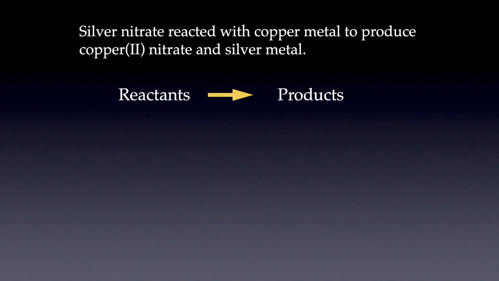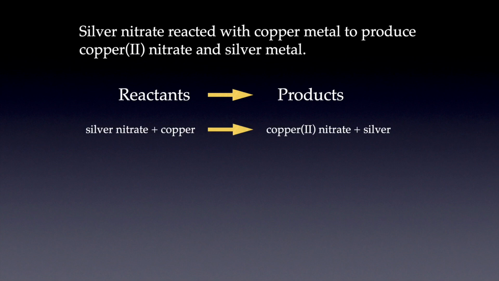Well, first off, on the left, we always write what we call our reactants, which are the substances that we start with. And then on the right, we write the products, which are simply the substances that we end with. So in this case, we are starting with our reactants of silver nitrate and copper, and we're ending with our products, copper(II) nitrate and silver. So to go to the next part of a chemical equation, we represent these compounds and elements symbolically.